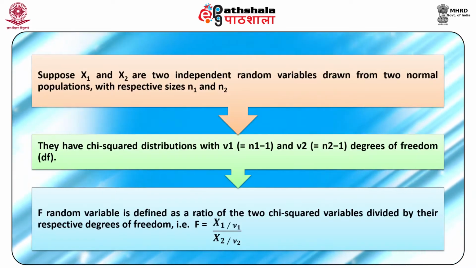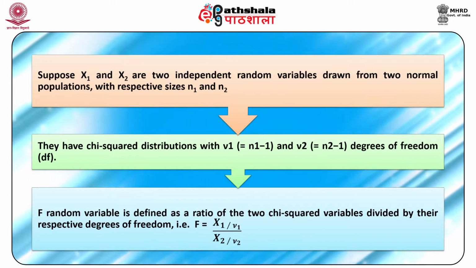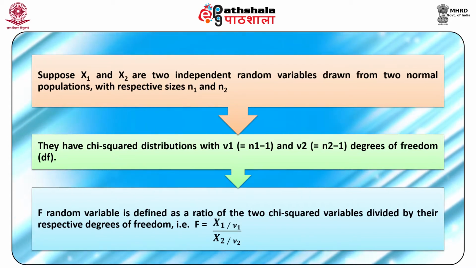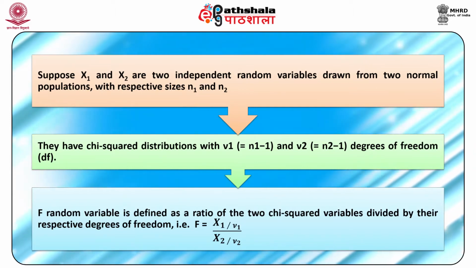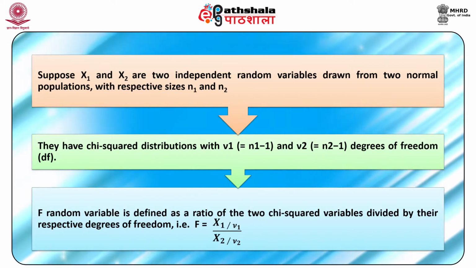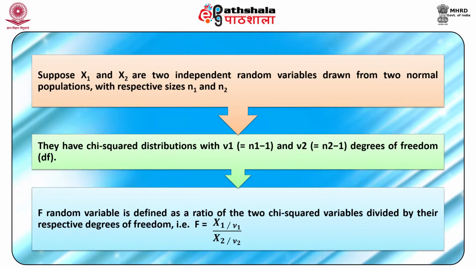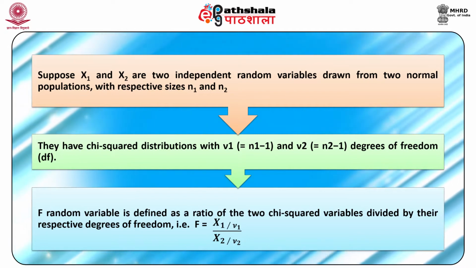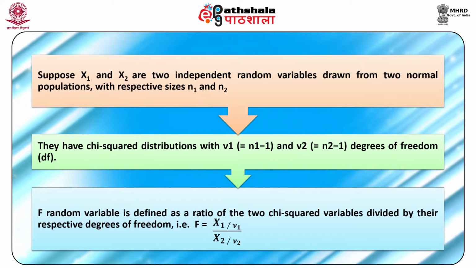Suppose x1 and x2 are two independent random variables drawn from two normal populations with respective sizes n1 and n2 having chi-square distributions with nu1 equal to n1 minus 1 and nu2 equal to n2 minus 1 degrees of freedom, defined as df. Then the F random variable is defined as the ratio of two chi-squared variables divided by their respective degrees of freedom. F is defined as x1 upon nu1 whole divided by x2 upon nu2. This is our equation 1.